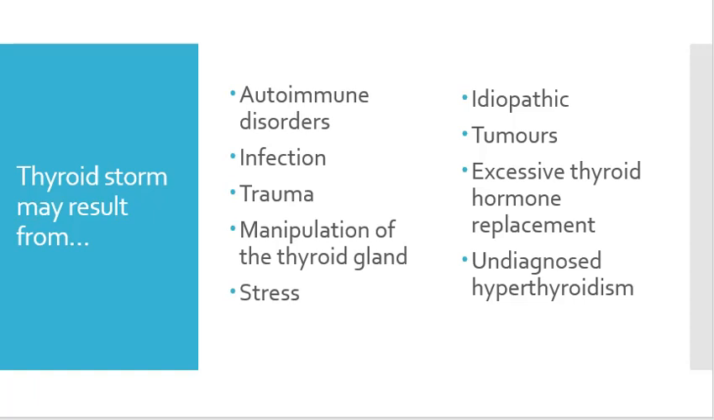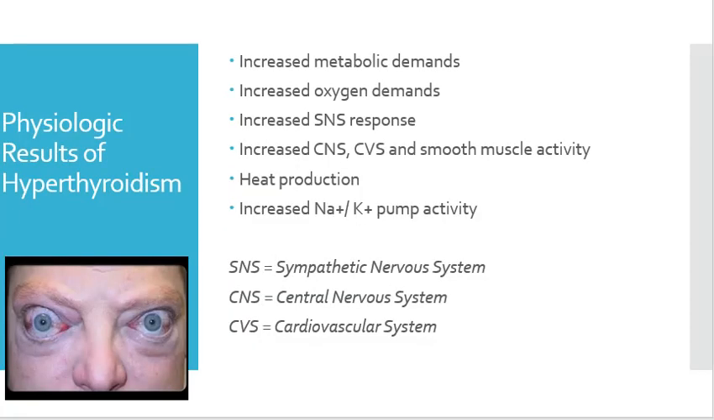So with the physiological results of hyperthyroidism, again, increased metabolic demands, increased oxygen demand, increased SNS response, increased CNS, CVS, and smooth muscle activity, heat production, and the increase in the sodium-potassium pump activity.